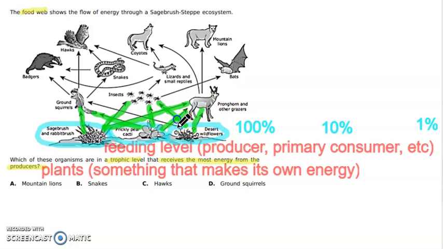I think we have gotten all of those lines drawn now. Our primary consumers would be the ground squirrels, the insects, and the pronghorn and other grazers. So one of those three has to be who gets the most energy from our producers. All we have to do is look down at our answer choices and see which one of those match.